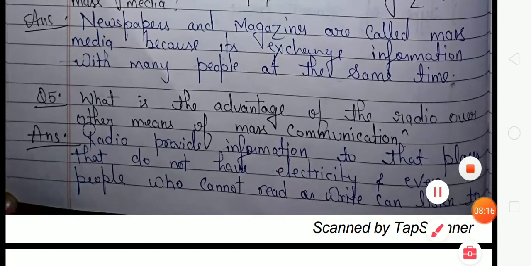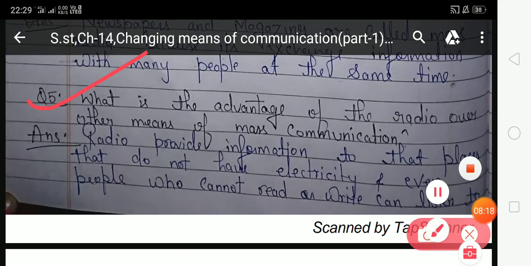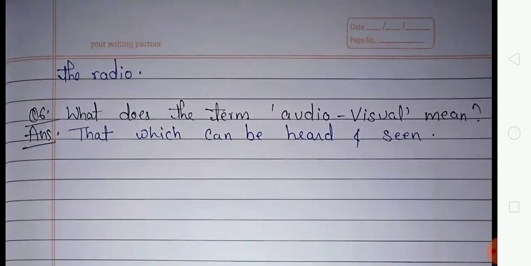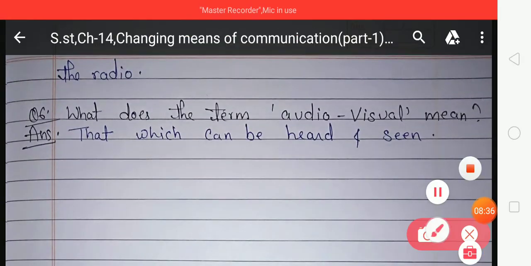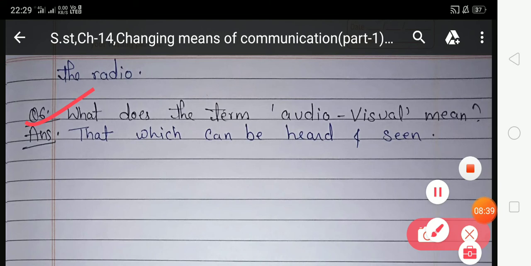Your question number 5. What is the advantage of the radio over other means of mass communication? Your answer is radio provides information to places that do not have electricity, and even people who cannot read or write can listen to the radio. Look at question number 6. What does the term audiovisual mean? Your answer is that which can be heard or seen is known as audiovisual.